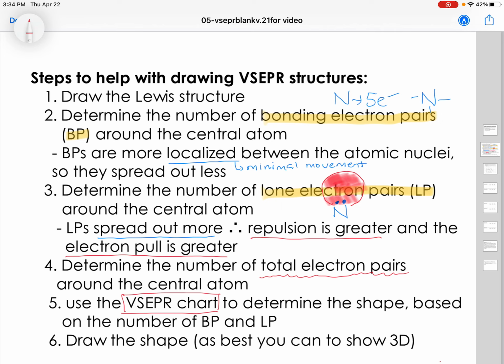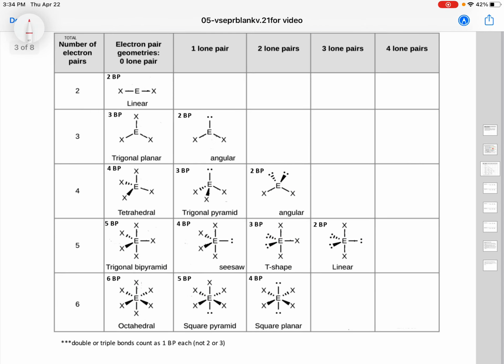So once you use the VSEPR chart, then we're going to do our best to show that it's 3D. Okay, so let's look at this VSEPR chart. And for the VSEPR chart, you can see here, there are a couple of things. So it does say the total. And again, when you count for total, it just kind of guides you to what row you need. What you're going to want to look at more is how many lone pairs there are and how many bond pairs. So I've put it in here.